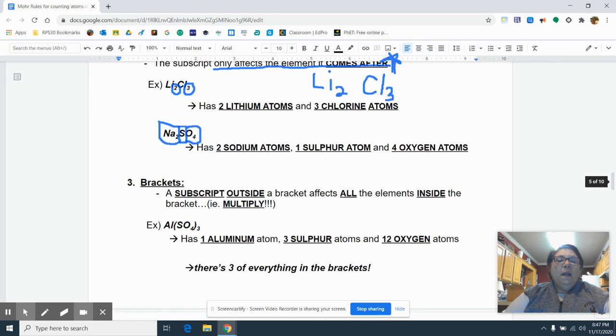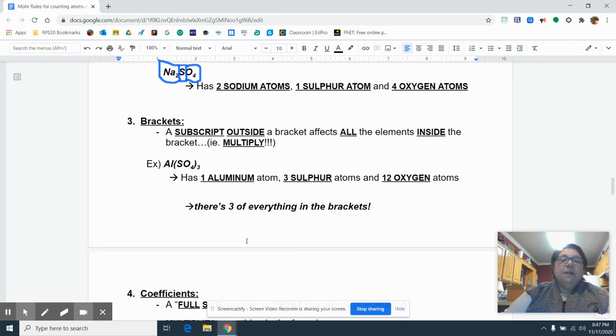Okay. So let's talk about brackets. A subscript outside a bracket affects all the elements inside the bracket. You're simply going to multiply. For instance, you have Al, parenthesis, SO4, parenthesis, subscript 3.